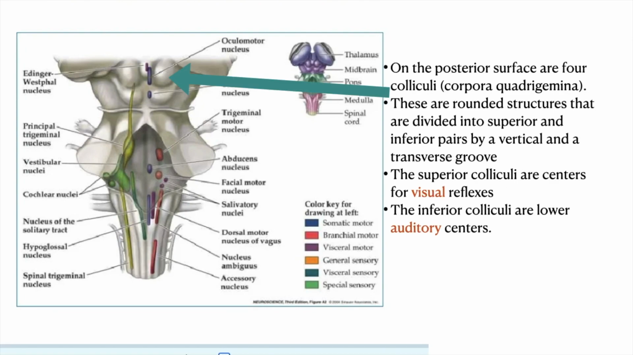On the posterior surface, there are 4 colliculi called the corpora quadrigemina. These are rounded structures that are divided into superior and inferior pairs by a vertical and transverse groove. The superior colliculi are centers for visual reflexes, while the inferior colliculi are lower auditory centers.